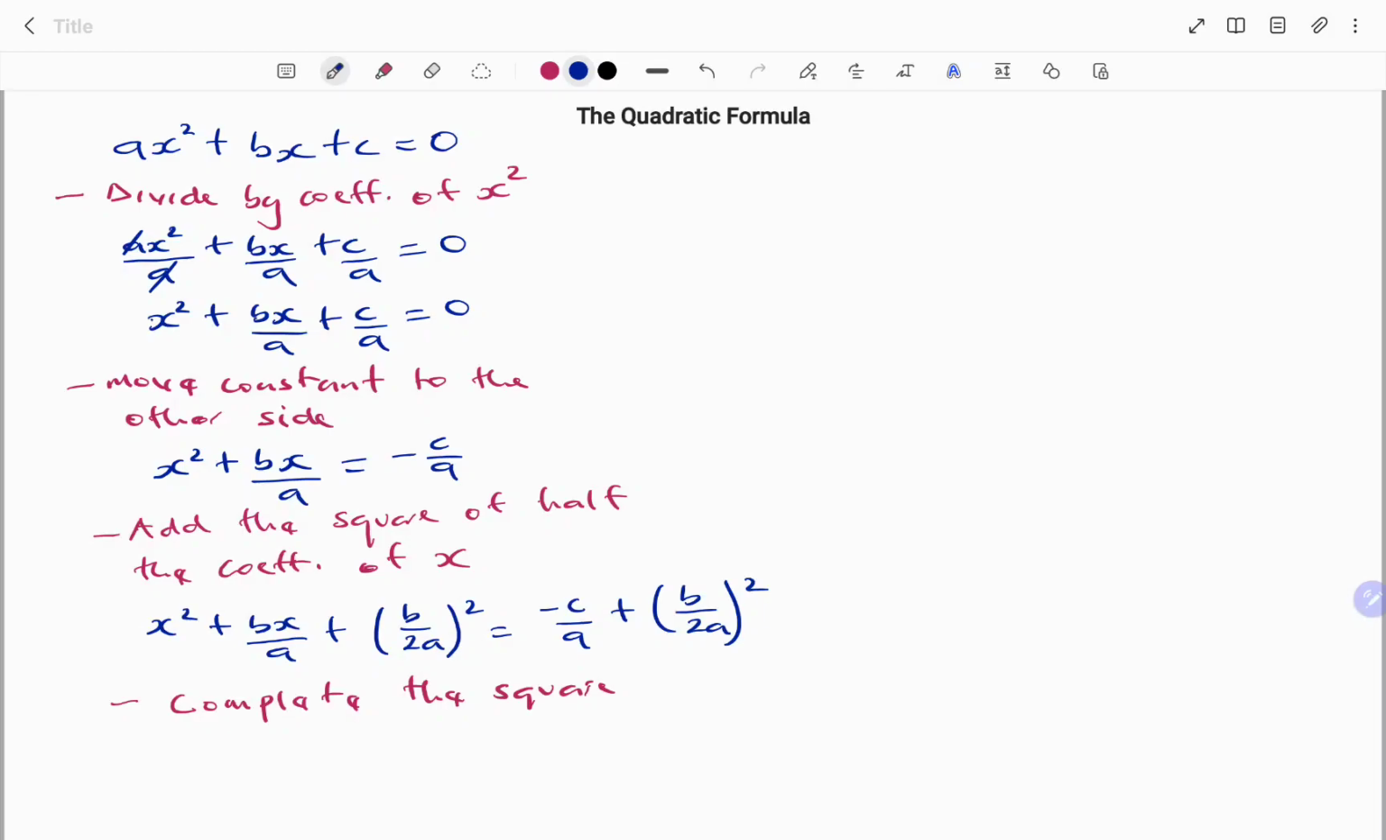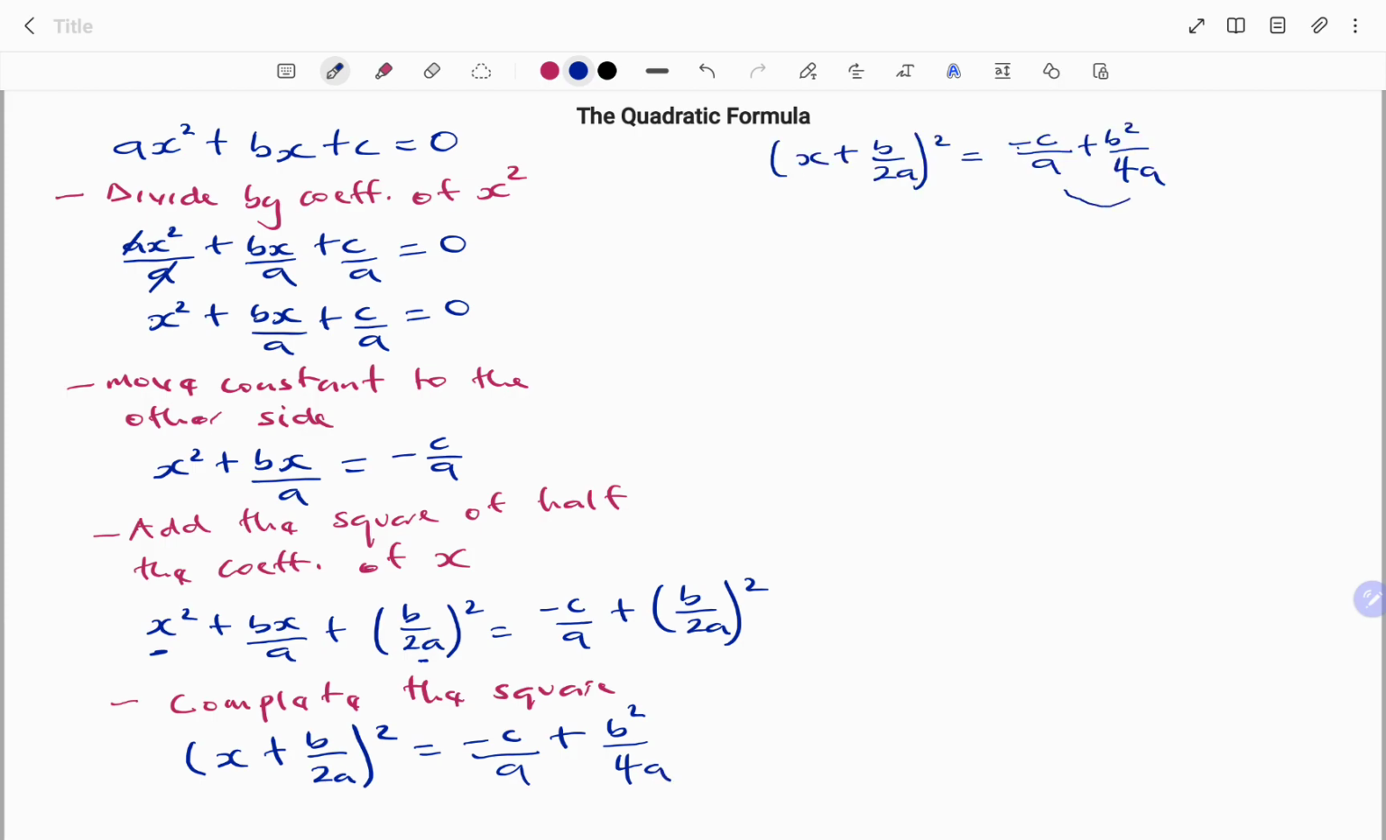The next step, we're going to complete the square. So we take our x and our b over 2a, that's going to be x, and because it's positive, that's plus b over 2a all squared equals minus c over a. We expand the brackets. We square each term in the bracket, so that will be b squared over 4a squared.